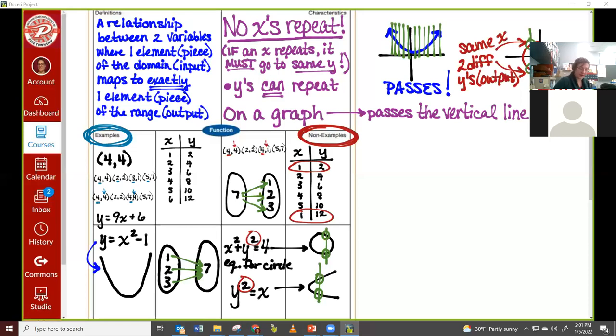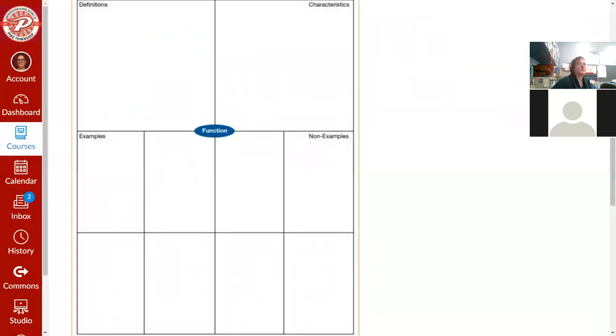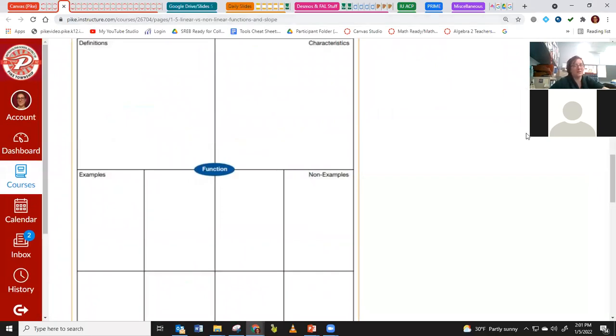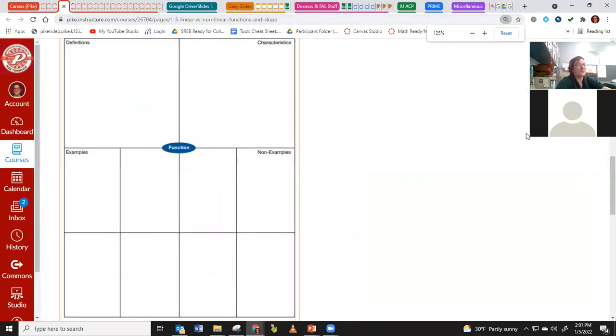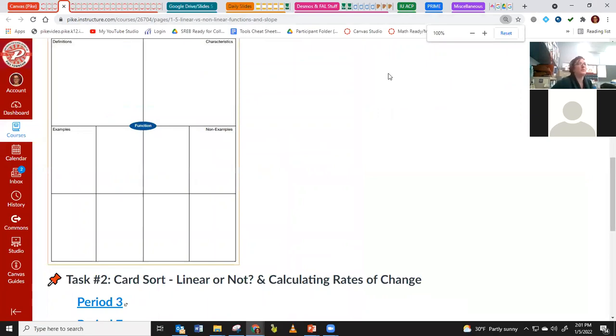Right, let me pull that up on my end. It's not letting me get out of full screen over here. There we go. I don't know why it wasn't working there.